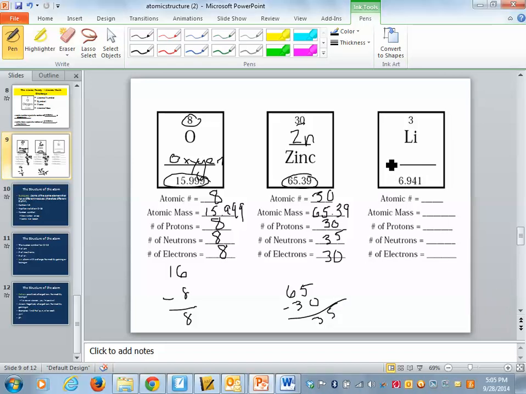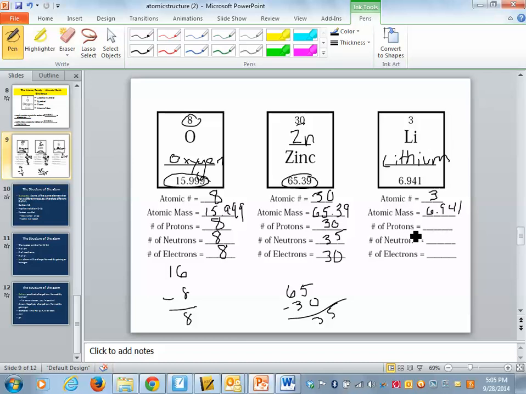Okay, so if you look in the periodic table, we see that this is lithium. We'll write that in there. What's our atomic number? Right here, 3. Our atomic mass is 6.941.